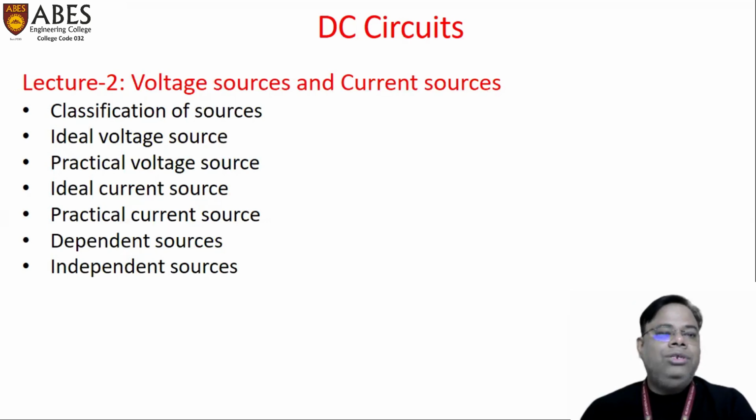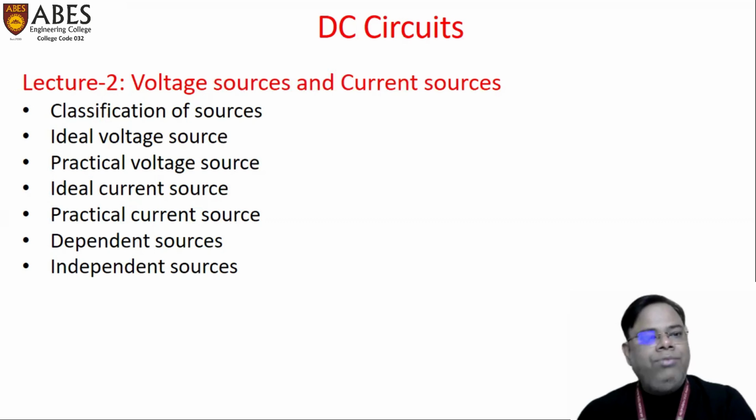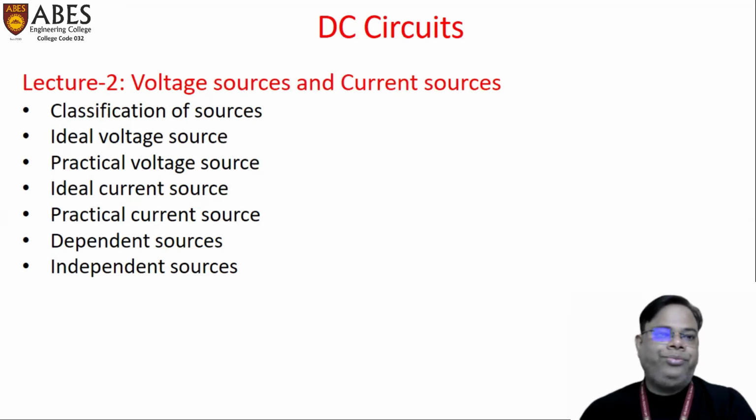In the ideal voltage source and practical voltage source, we will talk about the characteristics of such type of sources, the various parameters that have been considered, resistances that are associated with such type of sources, symbols, and characteristics. Similarly, we'll talk about the symbol, characteristics, and properties of ideal current source and practical current source. After that, we will talk about the basic difference between dependent sources and independent sources.